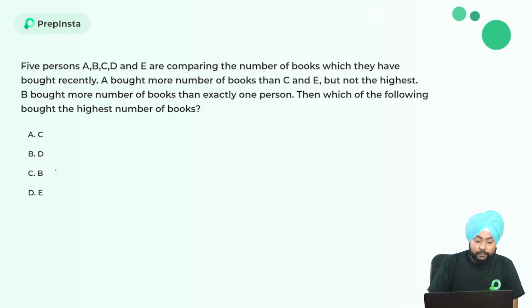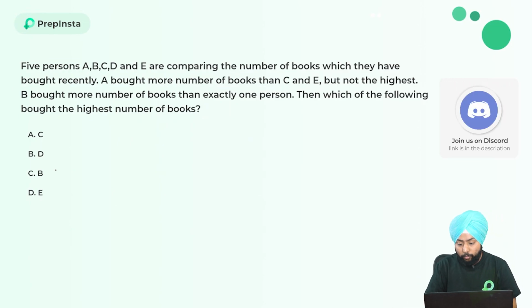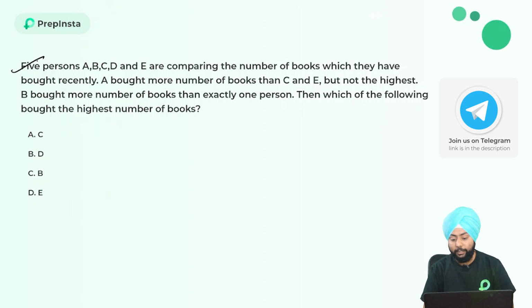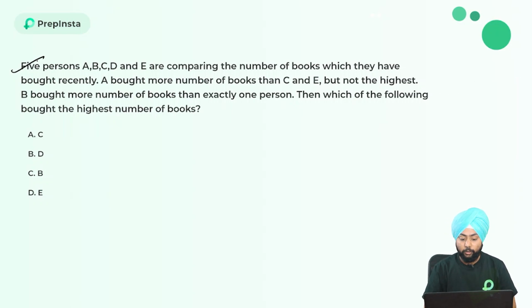Five persons A, B, C, D, E are comparing the number of books which they have bought recently. A bought more number of books than C and E, but not the highest. B bought more number of books than exactly one person. Which of the following bought the highest number of books? Let's start this problem. I hope you have paused the video and solved it, and let's check whether your answer is correct or not.